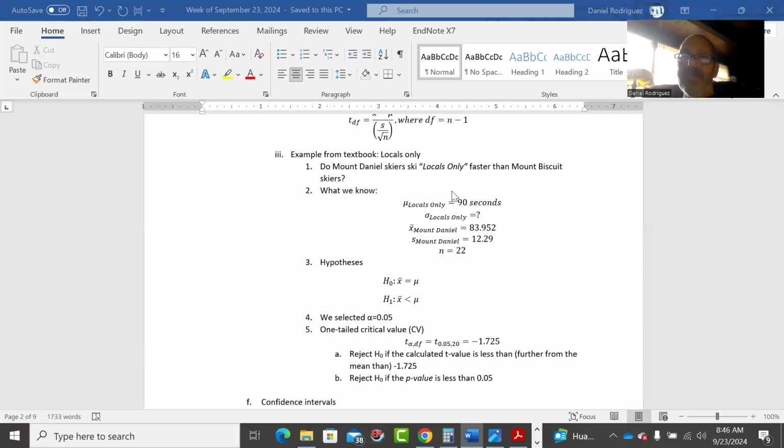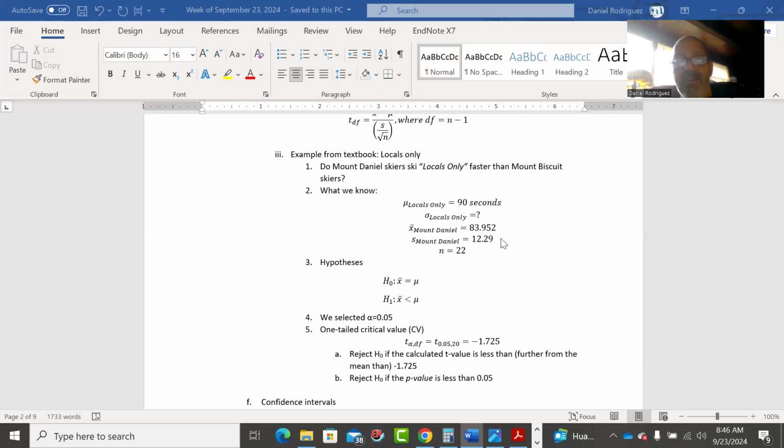So maybe I spoke to the Blue Mountain Yeti and he said, hey, if you're going to be a good skier, you've got to ski locals only in 90 seconds or faster. Okay, so our question is, do our skiers from Mount Daniel ski locals only faster than the Mount Biscuit skiers, or at least what that guy claimed they would do?